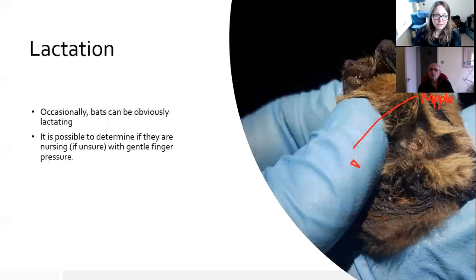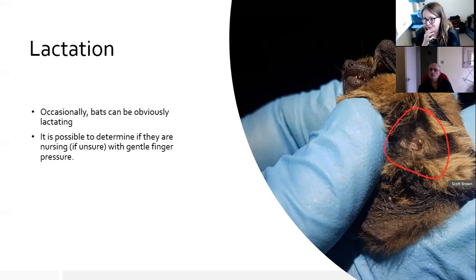So occasionally bats cannot be obviously lactating. This is a little Coles pipistrelle here where you can just see a tiny little drop of milk. You can see if a bat is lactating by applying gentle pressure, and you don't really do that if you're unsure. If you think that a bat is what we call parous, parous means that it's been nursing. Multiparous means that it's nursed many times. And nulliparous means that it's not nursed, or there's no evidence of nursing.